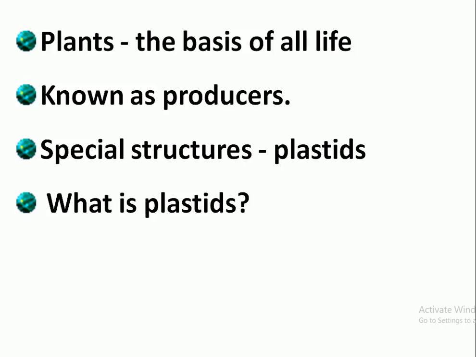Plants are the basis of all life on the earth. Plants are also known as producers. Plant cells contain a very special structure known as plastid. What is plastid? Plastids are double membrane cell organelles which play a role in manufacturing and storing of food.